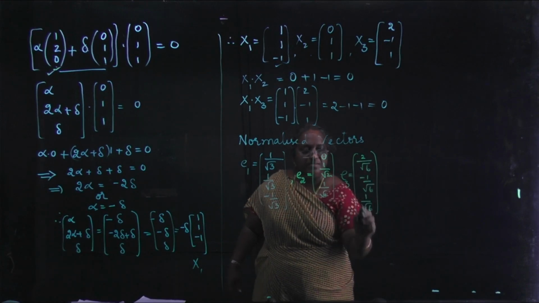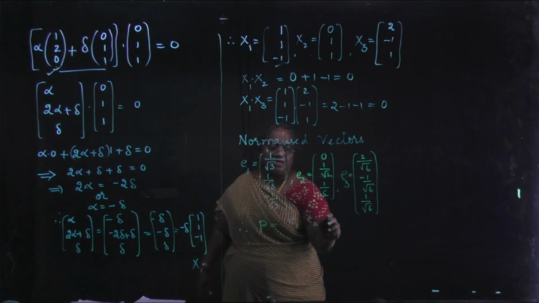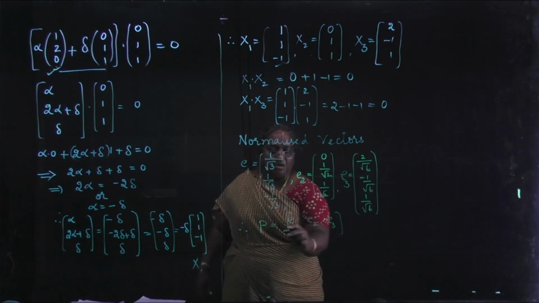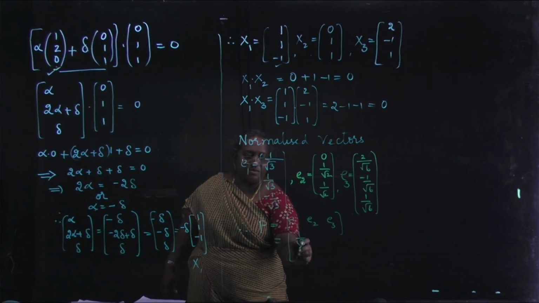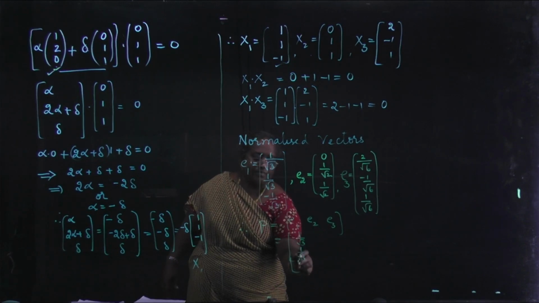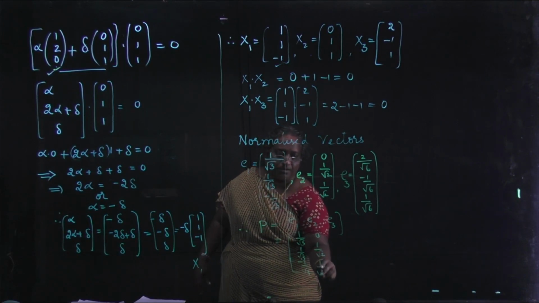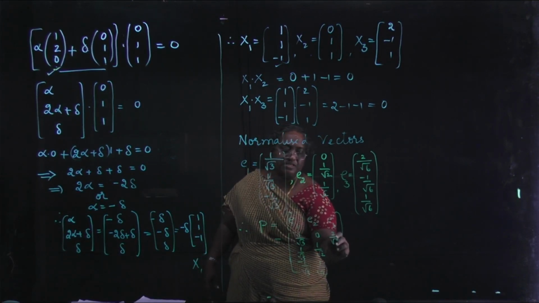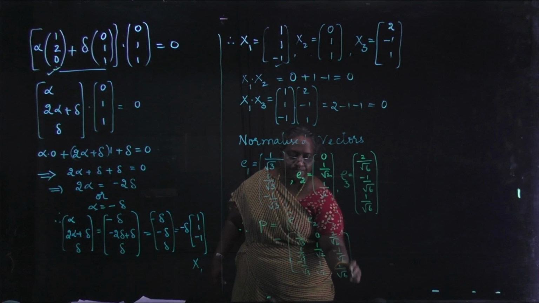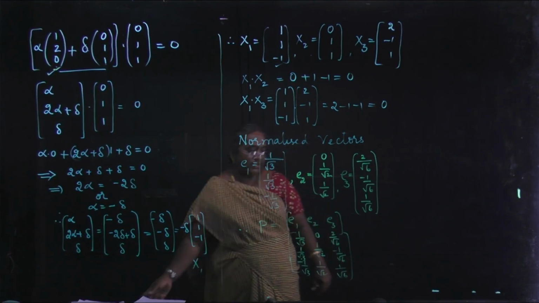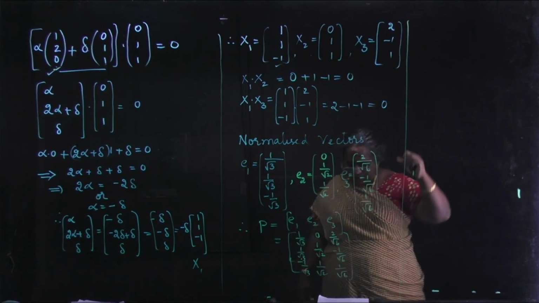So now I will write the matrix P. Therefore, P is equal to E1, E2, E3. So now we will just add these three column matrices: 1 by root 3, 1 by root 3, minus 1 by root 3; 0, 1 by root 2, 1 by root 2; next, 2 by root 6, minus 1 by root 6, 1 by root 6. So automatically, what do we get in the next part? We can observe that P transpose AP.